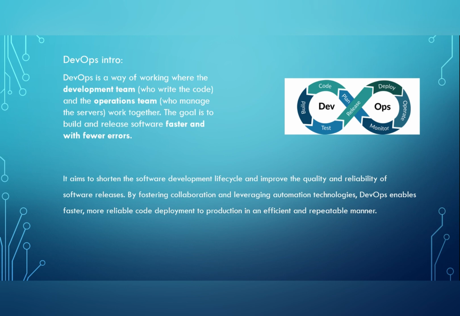Now, what is a DevOps introduction? DevOps is a way of working where the development team and the operations team work together. The main goal is to build and release software applications faster and with fewer errors. It aims to shorten the software development lifecycle and improve the quality and reliability of software releases.